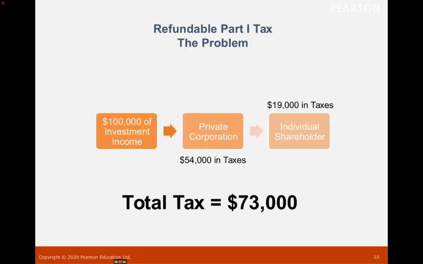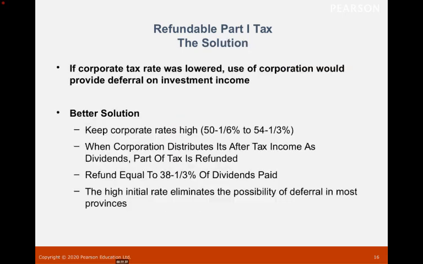So just an example here, $100,000 of investment income earned inside of a private corporation, and you're going to pay $54,000 in taxes. Then you pay that to the individual shareholder. At that point in time, you would have paid $73,000 of tax, earning $100,000 of investment income. So this, I sure as heck think that would be a problem. So how do we solve this problem?